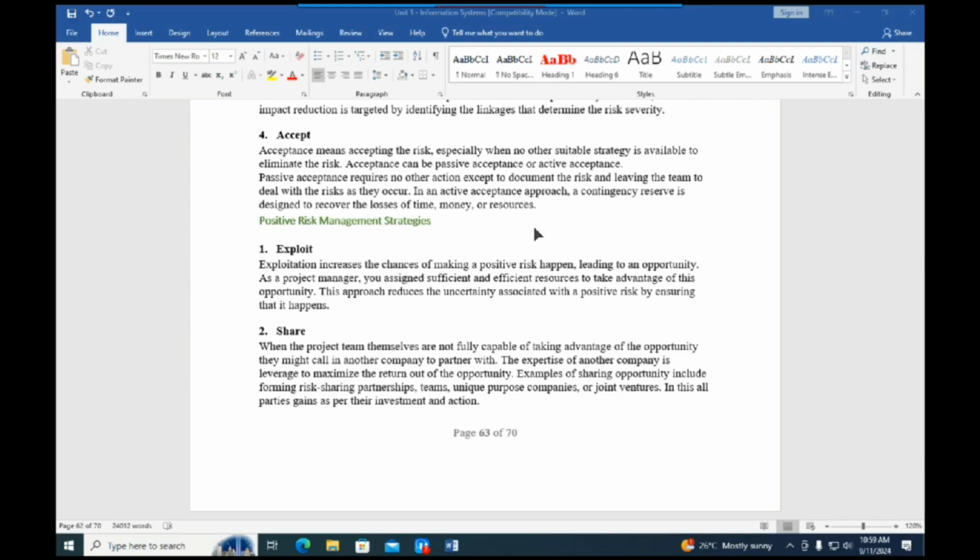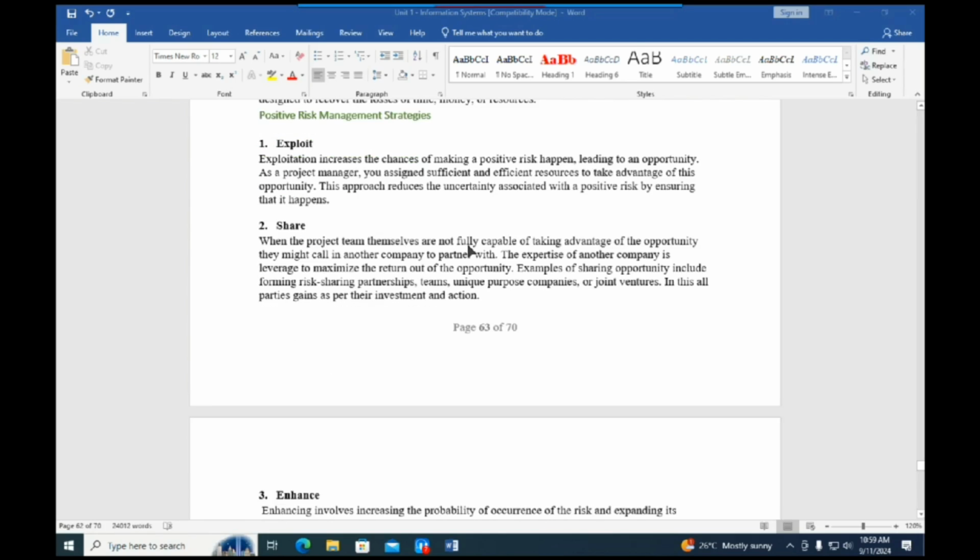But when you talk about an active acceptance approach, we are talking about a contingency reserve that is designed to recover the losses of time, money, and resources. If this risk occurs, then we have a strategy to recover the time wasted, the money lost, and the resources lost. Those are negative risk management strategies.